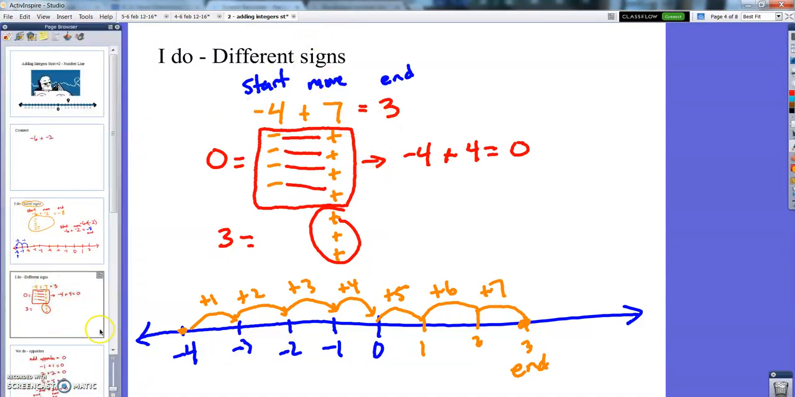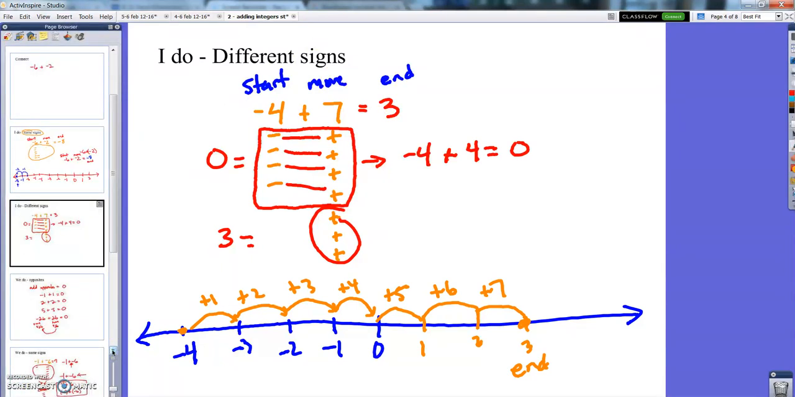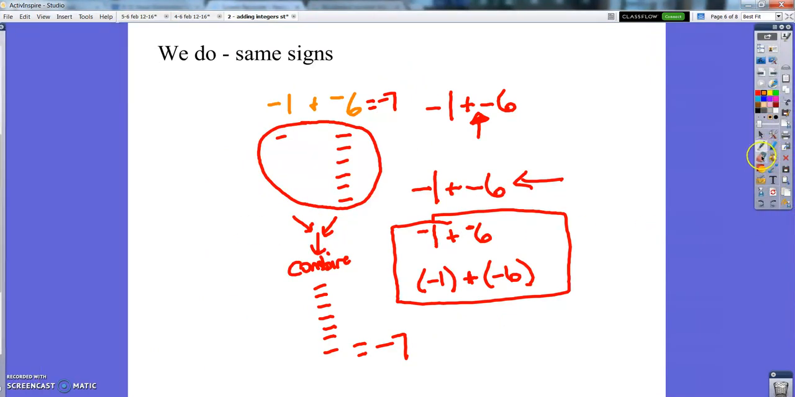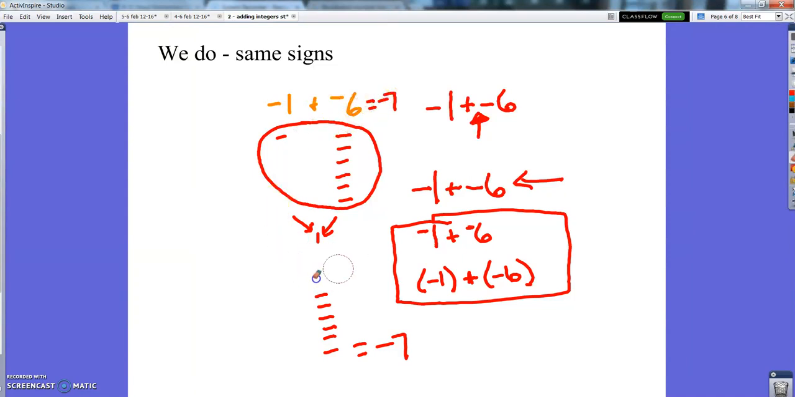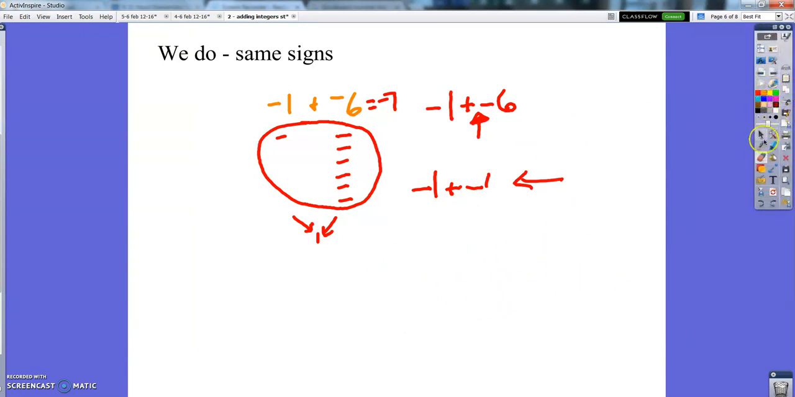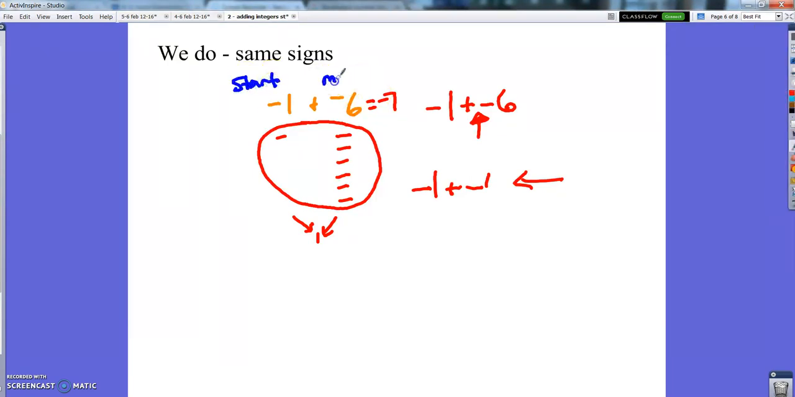All right, open your notebook. Let's do 2 together. So here was our first example from yesterday. I need to do some erasing to make some more space. We did negative 1 plus negative 6 equals negative 7. It's kind of fun when you already know the answer, right? So I'm going to start, move, and then wherever I end up is my answer.